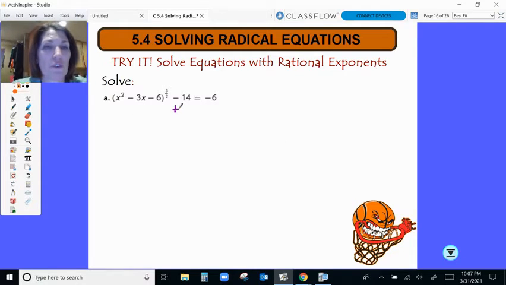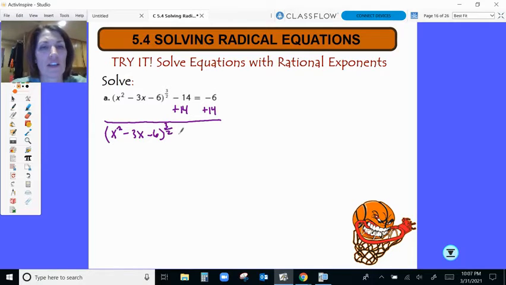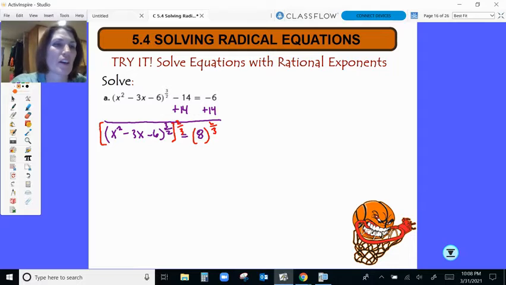So I'm going to go ahead and add 14 here to both sides to get that rational exponent all by itself. So x squared minus 3x minus 6 to the 3/2 power equals 8. Okay. And so now I'm going to take this and raise it to its reciprocal. So the reciprocal of 3/2 is 2/3. Raise this to 2/3. Okay. So 3/2 times 2/3 now is a power of 1.